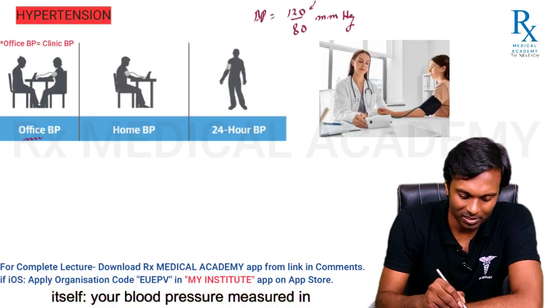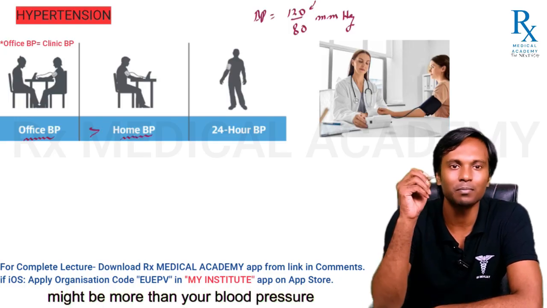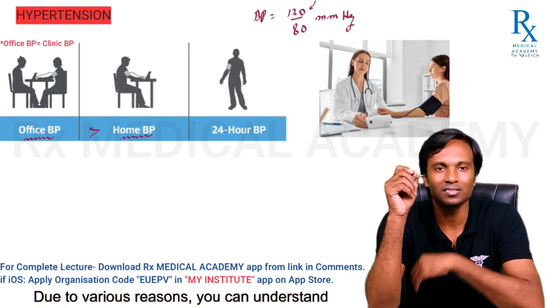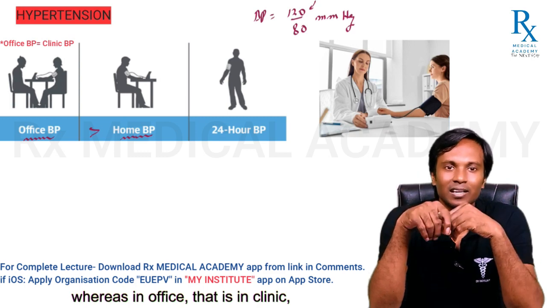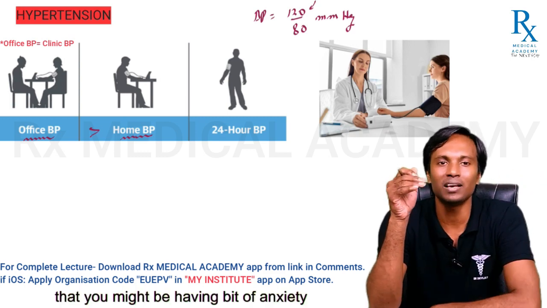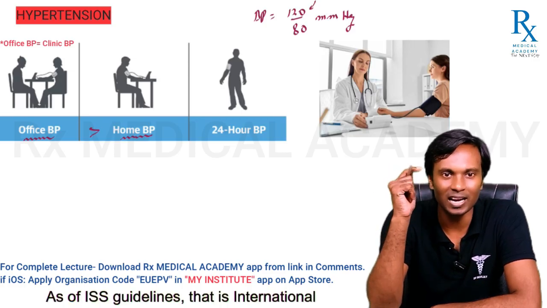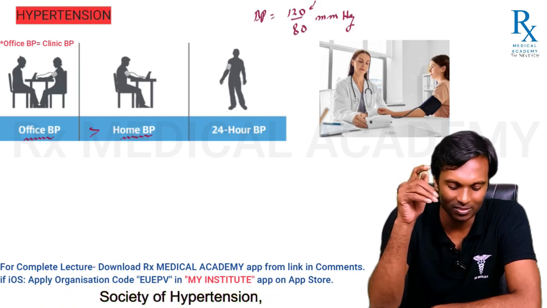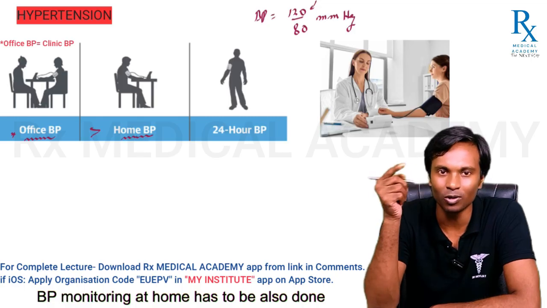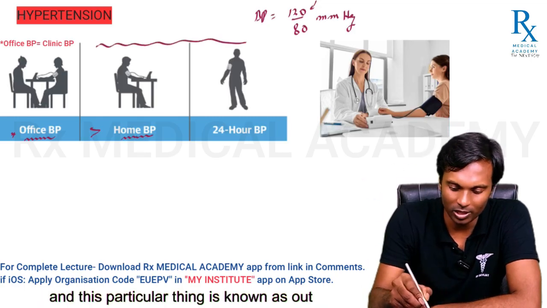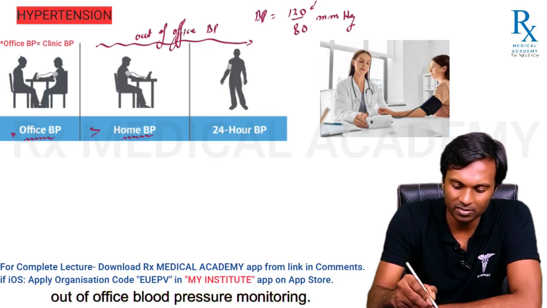Now try to understand one basic thing here itself. Your blood pressure measured in office, that is in clinic, might be more than your blood pressure measured at home. Due to various reasons, you can understand that at home you might be very relaxed, whereas in office, that is in clinic, you might be a bit apprehensive, a bit of anxiety, resulting into increased blood pressure. As per ISH guidelines, that is International Society of Hypertension, apart from office BP monitoring, monitoring at home has to be also done, and this particular thing is known as out of office blood pressure monitoring.